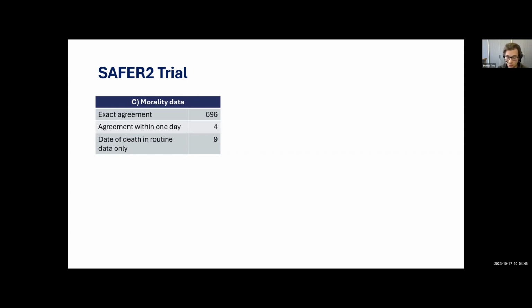And then routine data was also able to identify additional deaths. Again, it's unclear why this happens, whether this was close towards data collection ending where these patients died and they just weren't followed up, or they died at a different hospital and the research nurses weren't able to follow them up. So it's important to see that routine data can actually aid, and is generally, regarding death, identifying the same information and probably can be used in place.